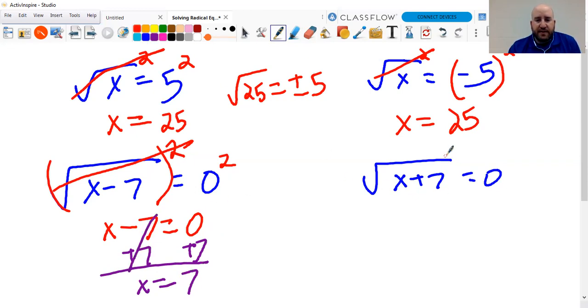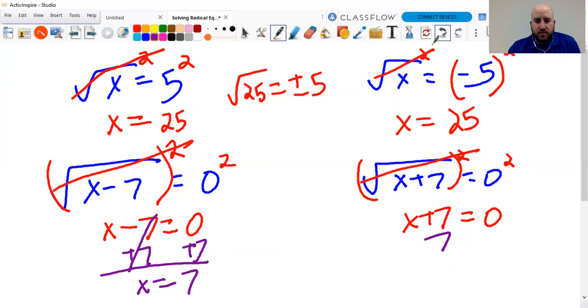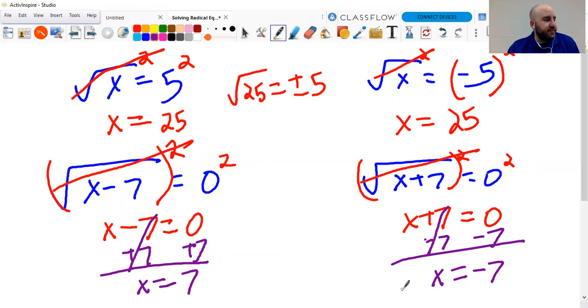Next one, x plus 7 equals 0. Again, nothing else here. So I square it to cancel it out, leaves me x plus 7. Square 0, still get 0. Now I minus 7 on both sides. x equals negative 7. So there's my 4 answers.